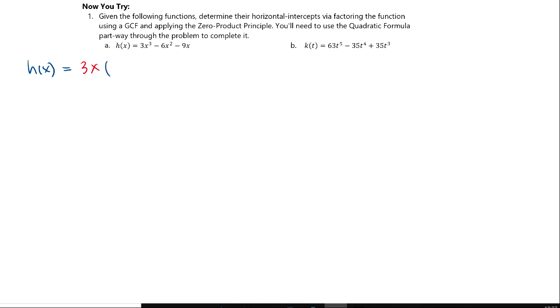Once we do so, the first term we have left will be x squared, the second term will be minus 2x, and for the last term, we get just minus 3. Once we do so, we can set this to be 0 and use the zero product principle. So using the zero product principle, we can have 3x equal to 0.